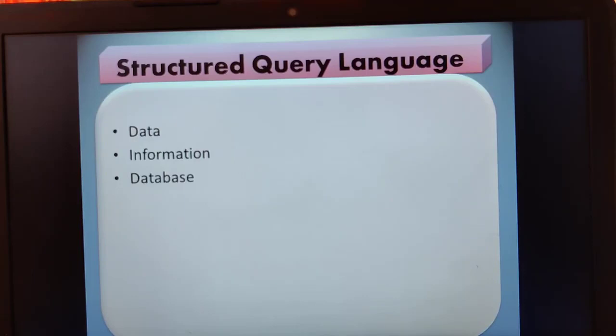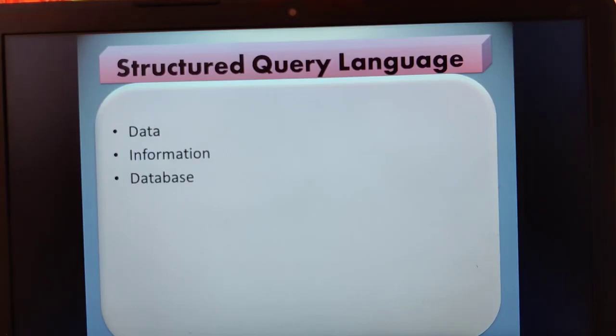I hope you are able to get an idea of what a database is. The process of storing related information in a systematic way so that you can easily manipulate, update and access it is called a database. Then moving on to some database terms.